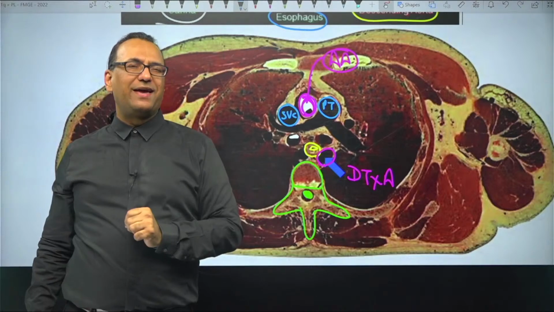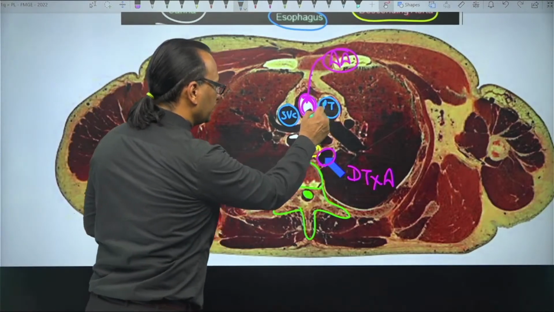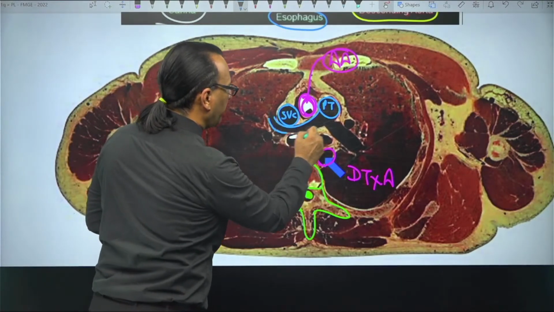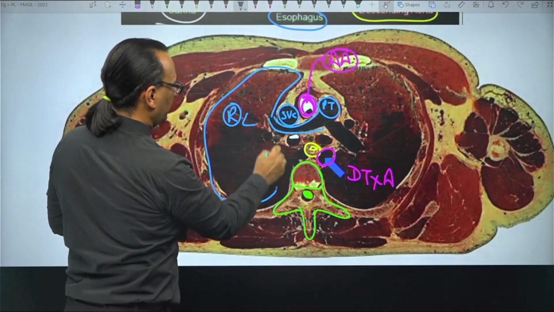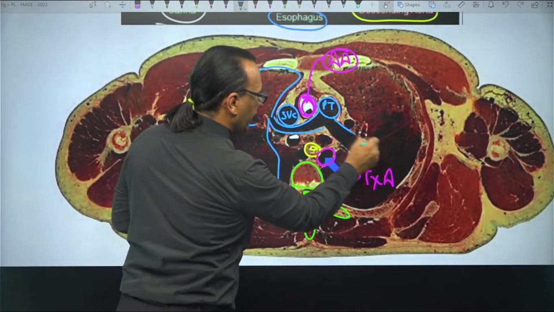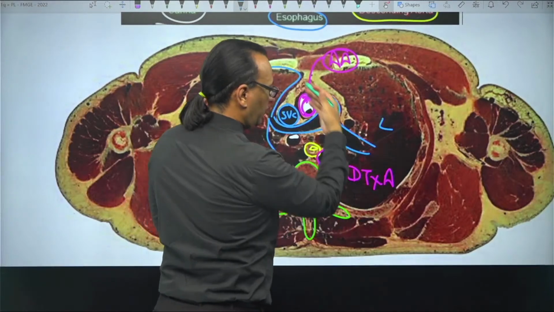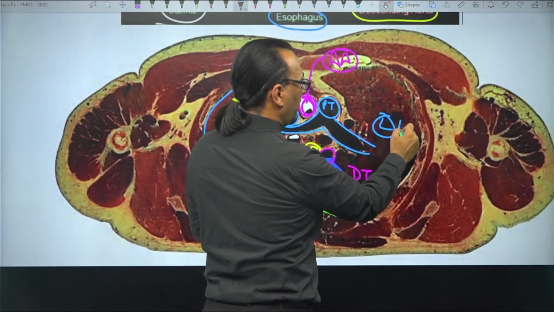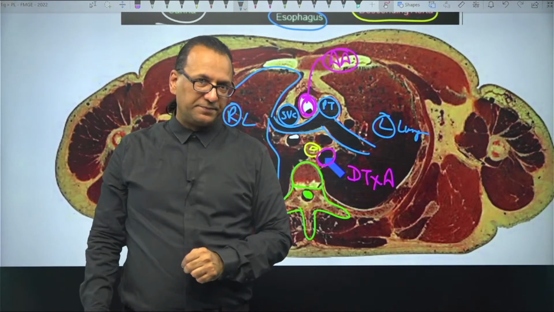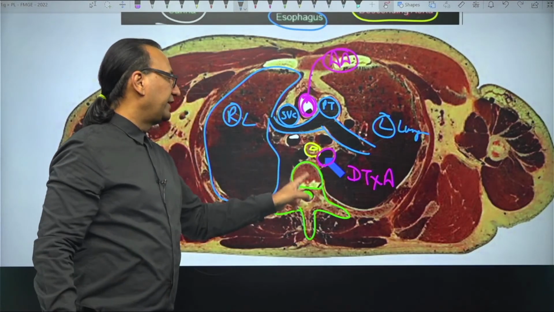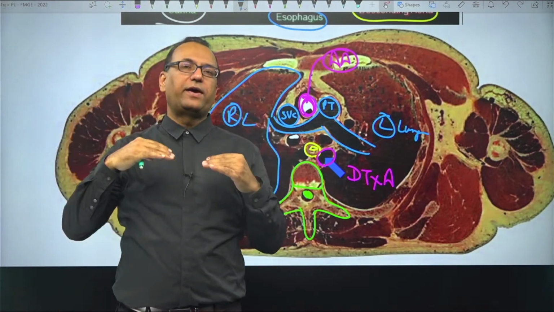What is the pulmonary trunk doing here? The pulmonary trunk here is giving us the right pulmonary artery to the right lung, shown here, this is the right lung, and the left pulmonary artery giving the deoxygenated blood to the left lung. Bifurcation of the pulmonary trunk. Which vertebra level? Disc between T4, T5 vertebra.